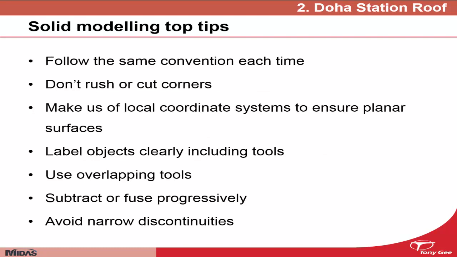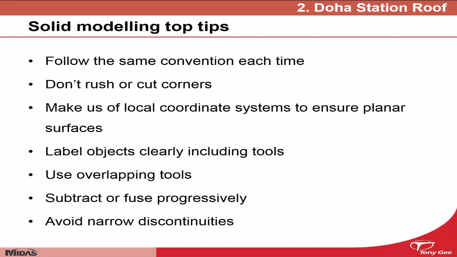A couple of solid modeling tips then. Follow the same convention each time. I've mentioned that. Don't rush, don't cut corners. Label your objects within FEA very clearly so you know what you're working with. And most importantly, if you're trying to, say, make something as simple as an I girder, let's say, within FEA, make sure that your web overlaps halfway into your flange, top and bottom, so that when you fuse, you're fusing right the way into the section. Now, obviously, afterwards, it doesn't double count that little bit of section, but it means that instead of trying to go edge to edge, where you run the risk of having an infinitesimally small bit missing, which will give you this kind of non-manifold shape and it won't mesh, it avoids all of those kinds of things. So try and overlap things a little bit.